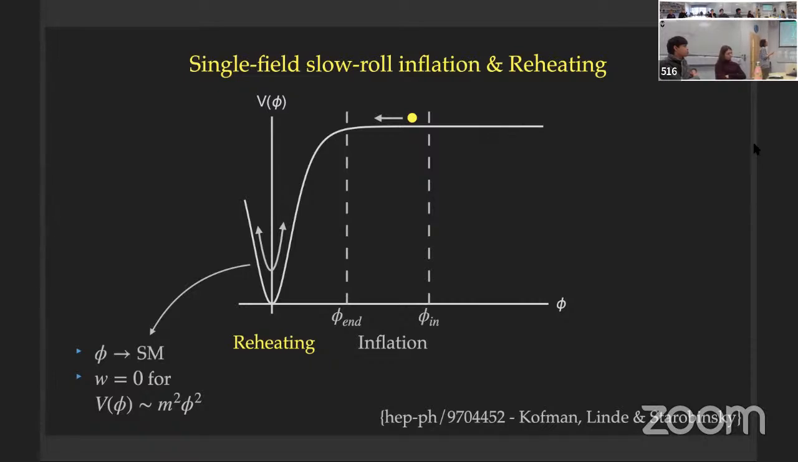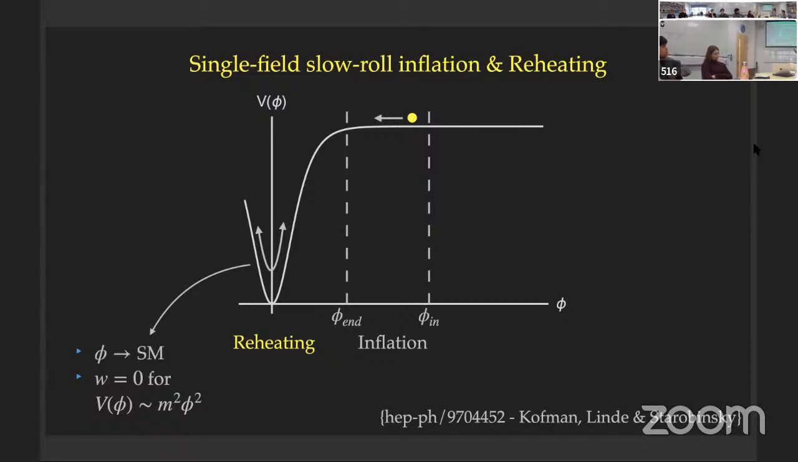When the inflaton gets out of this flat region, it will start moving faster. So we can no longer ignore its kinetic energy. Epsilon will no longer be small, it will get to 1, and that's when formally we say that inflation has ended.